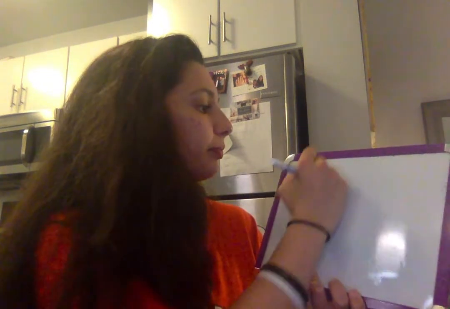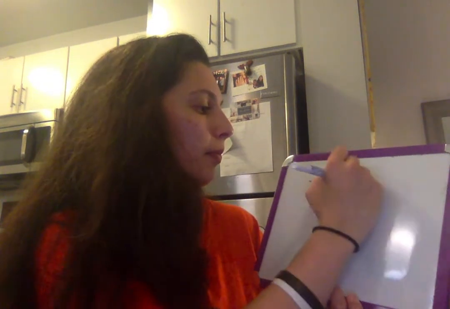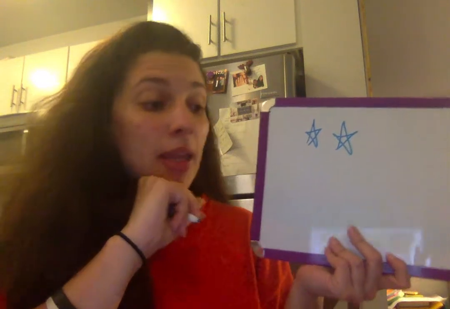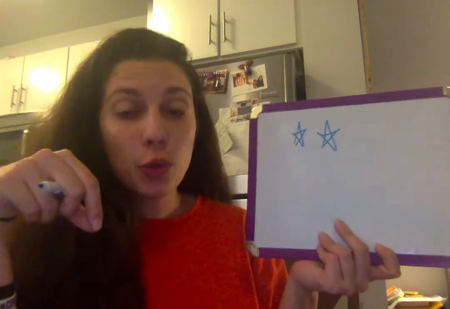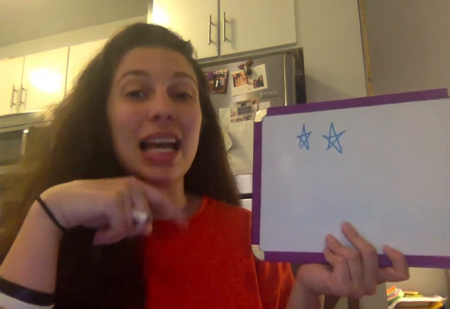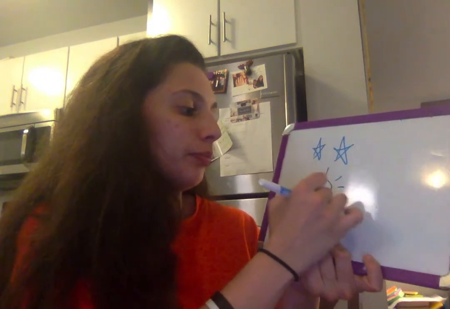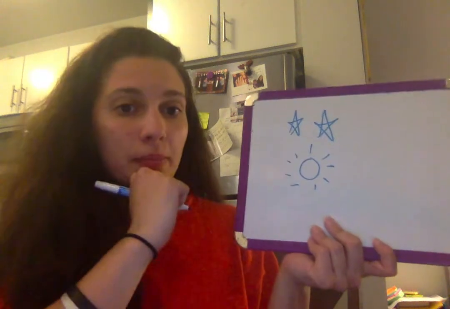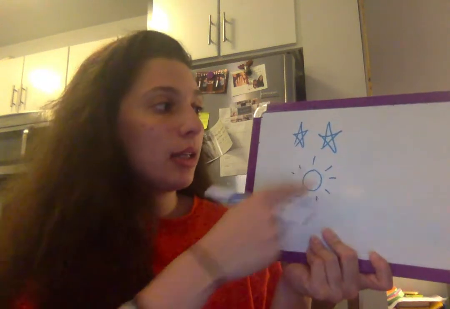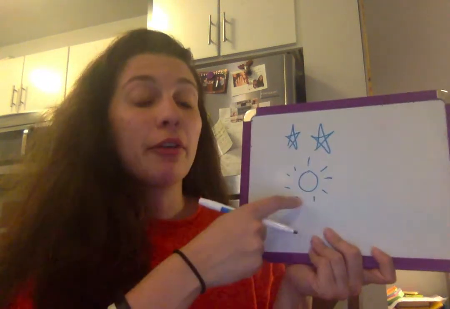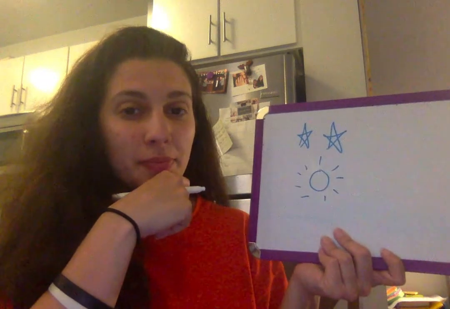So if I did this as an example, I have 2 stars. Now I want to have fewer suns. So that means less suns. So I can draw 1. Just like that. So I have 1 sun and 2 stars. So I have fewer suns.